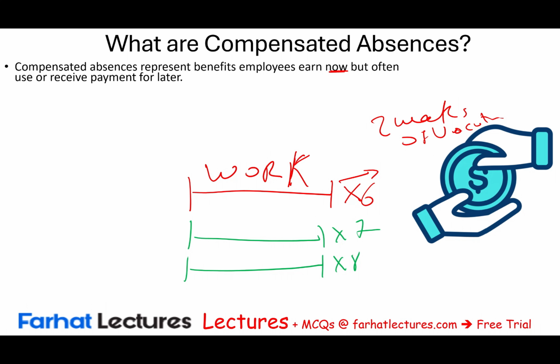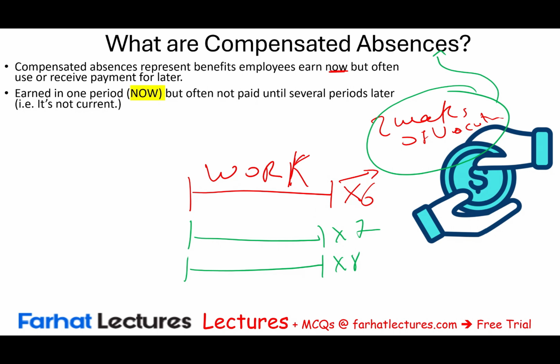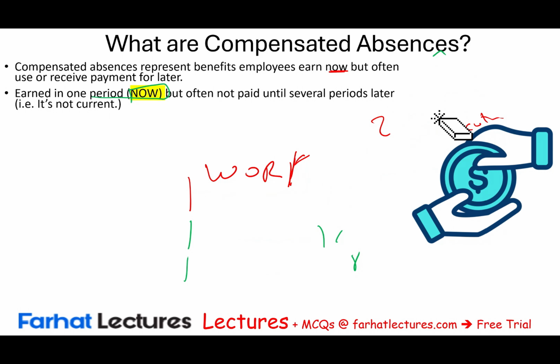So you did earn them. So those 2 weeks are compensated absences. So if you were not at work, you were on vacation, we will pay you. Those are compensated absences. So you earn them in one period now, but often not paid until several periods later. Sometimes you could also work in X6 and take the vacation in X6. But the point here is you earn them, but they did not pay for them yet.